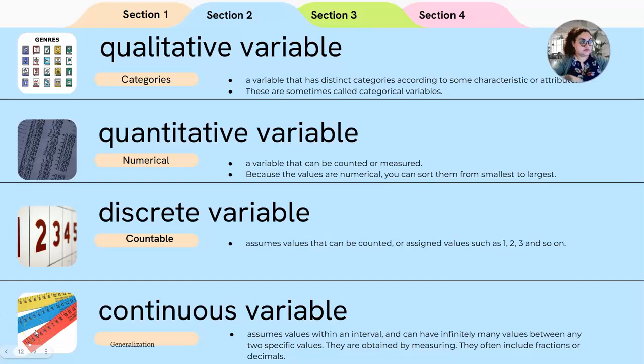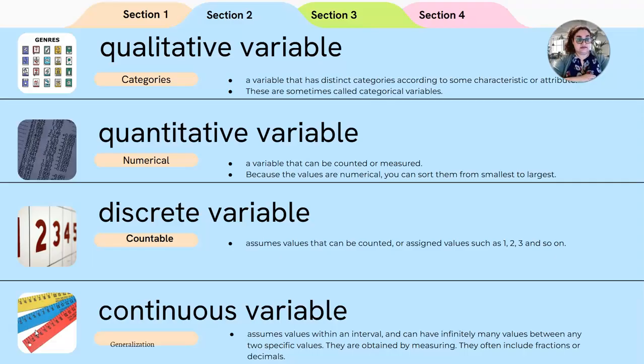Okay, in this section, we get to talk about variables and different types of data. So the first thing we're going to talk about is the difference between qualitative and quantitative variables. Qualitative variables are categories, so hair color, gender, type of car you drive, anything that can separate you into categories. Quantitative variables are numerical, so anything that can be counted or measured.